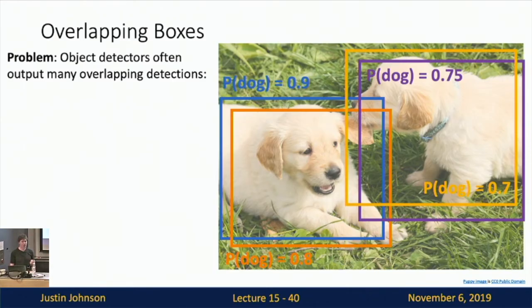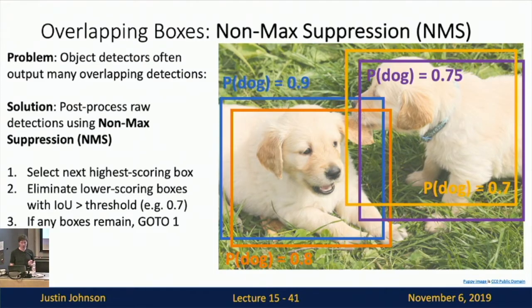So then we need some kind of mechanism to get rid of these overlapping boxes. The way that we do that is by post-processing the boxes coming out of our object detection system using an algorithm called non-max suppression, or NMS. There are a lot of different ways you can implement non-max suppression, but the simplest way is with this fairly straightforward greedy algorithm.